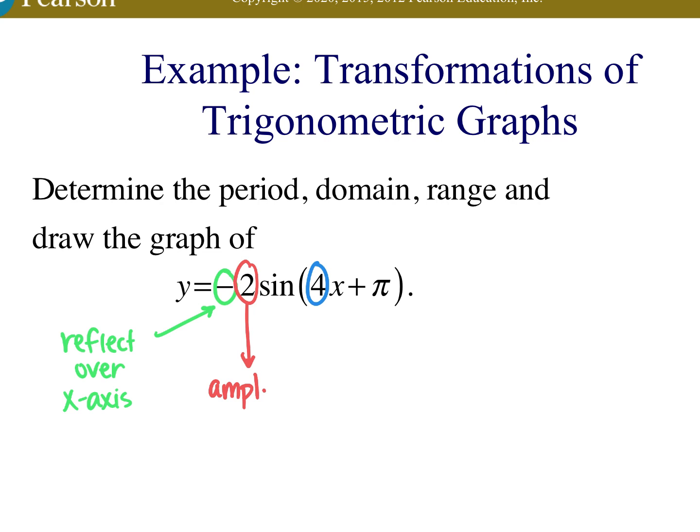okay, so that's where the period formula comes from. 2 pi over 4. Okay, it's 2 pi divided by b. So that turns out to be pi over 2. So every cycle is pi over 2 in length. Okay, completes its cycle in pi over 2.